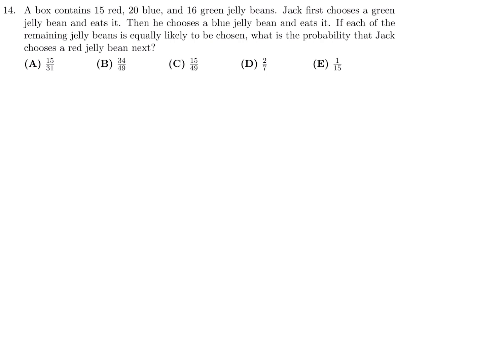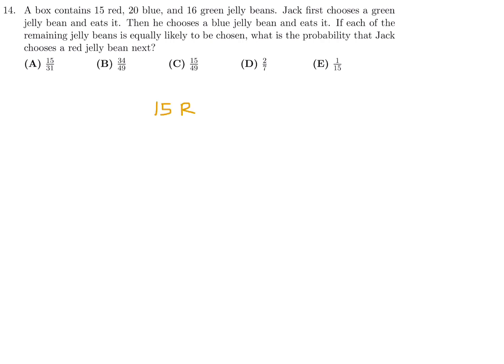A box contains 15 red, 20 blue, and 16 green jelly beans. Jack first chooses a green jelly bean and eats it. Then he chooses a blue jelly bean and eats it. If each of the remaining jelly beans is equally likely to be chosen, what is the probability that Jack chooses a red jelly bean next?